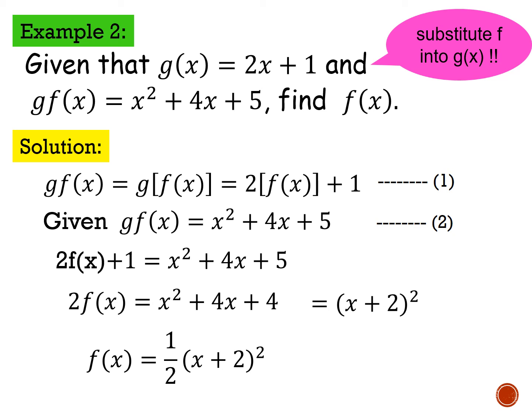Actually, x squared plus 4x plus 4 we can factorize and we get (x plus 2) multiplied by (x plus 2). It's similar to (x plus 2) squared. So finally our back function is 1 over 2 multiplied by (x plus 2) squared.